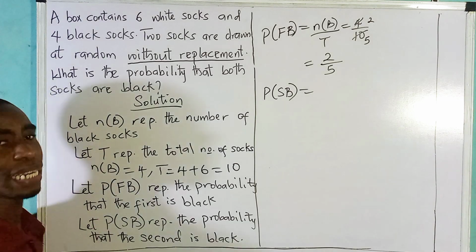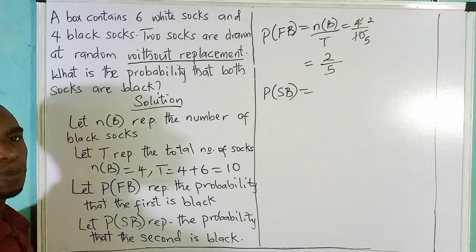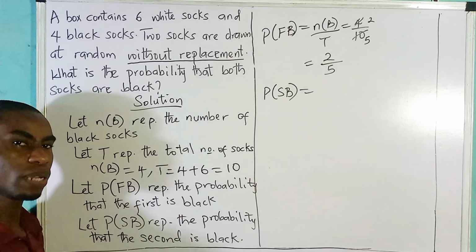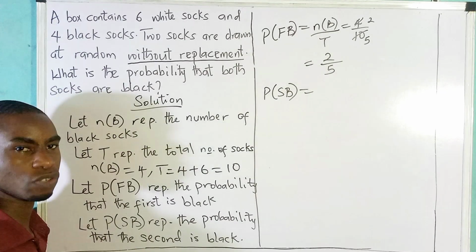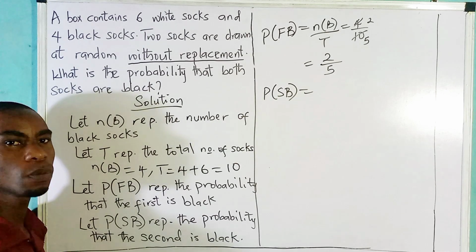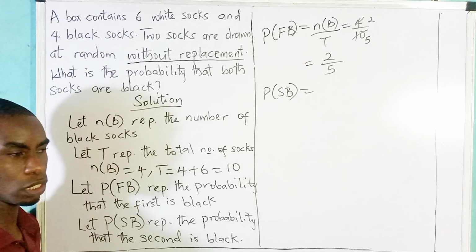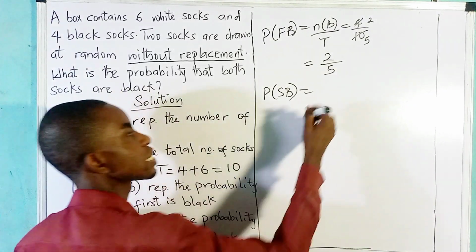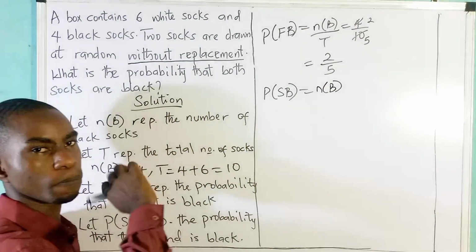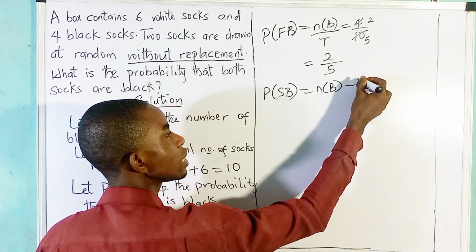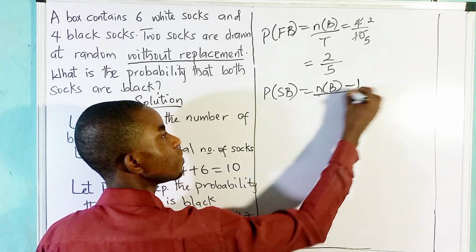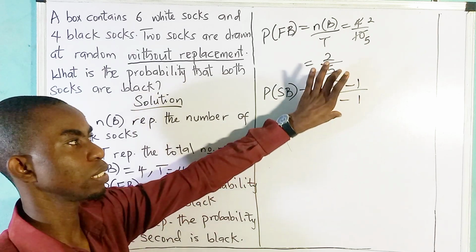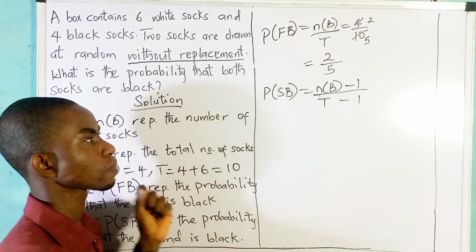Probability that the second is black. Now, this is where it gets funny. When you're picking the second one, the first one is still outside the box, so you didn't bring it back in. So the total number of socks has reduced by 1, and the total number of black socks has also reduced by 1. So this is NB minus 1, divided by T minus 1. This is what it means when it says without replacement.